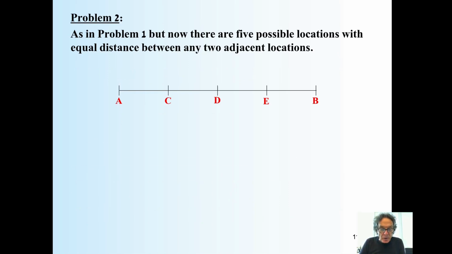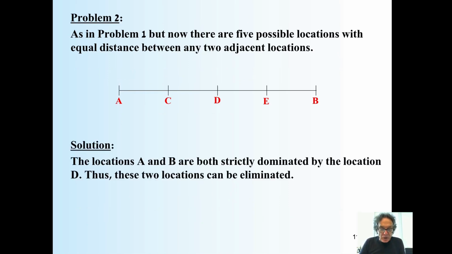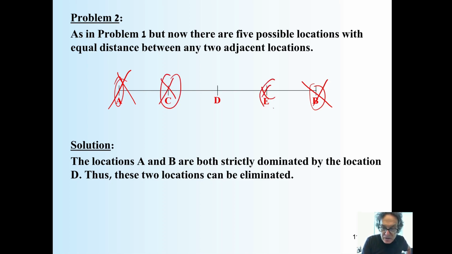So what about this one? Solution. The locations A and B are both strictly dominated by location D. Again, let me tell you how I'm going to solve it. First, I want to tell you, never play this or this. So we'll eliminate these. After elimination, I'll show you never play this or this. And therefore, both of them will be located at D. Let's see this. Okay.